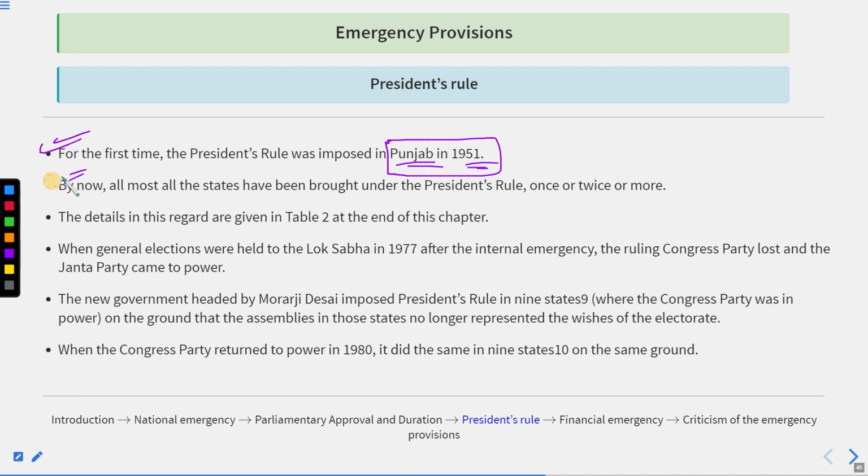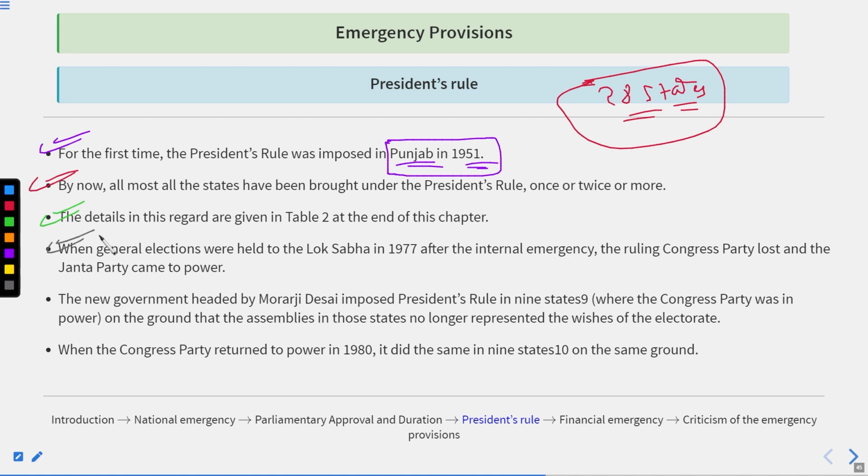Thereafter, by now, almost all the states have been brought under the president's rule once or twice or more. It means almost all the 28 states which exist in India today, all of these states, have once or twice come under the president's rule. Thereafter, the details in this regard are given in table 2 at the end of the chapter. We will look at it.